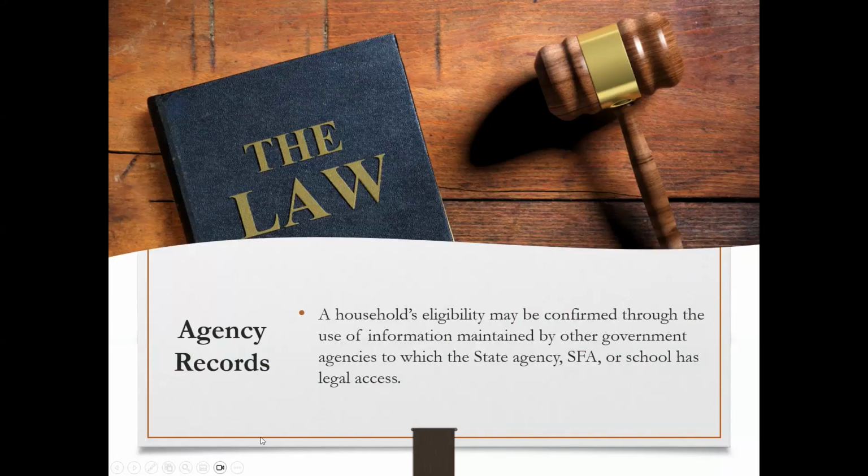A household's eligibility may be confirmed through the use of information maintained by other government agencies to which the state agency, the LEA, or school has legal access. Such records are state records, and the release of information maintained by state employment offices is governed by state law.